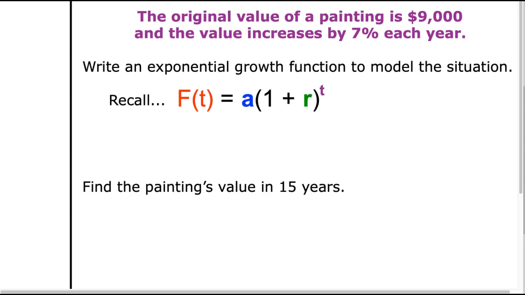Let's do an example. The original value of a painting is $9,000 and the value increases by 7% each year. So let's write a function specific to that exponential growth. So we'll say f of t is equal to, the original amount was 9,000 times 1 plus the rate. So if it's increasing by 7%, I want to multiply that by 1.07. And that will add 7% to 9,000.